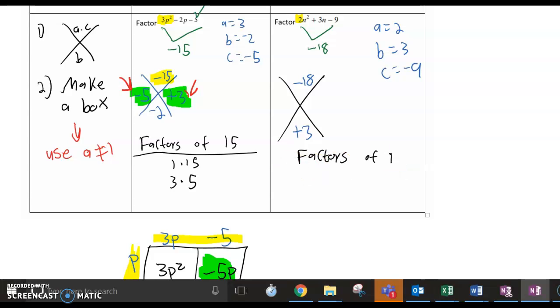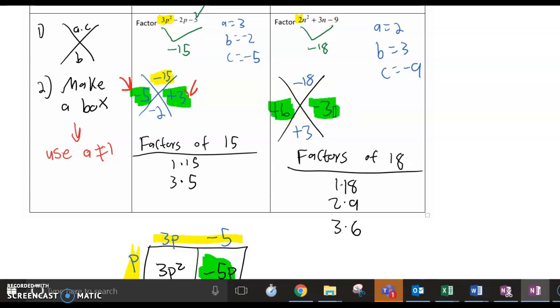I wrote 15, I meant 18. So 1 and 18, is that going to help us get to 3? No. Does 2 go into 18? Yes. 2 and 9, but that can't get us to 3. Does 3 go into 18? Yes. 3 and 6, that can get us to 3. So I've got, if I do a positive 6 and a negative 3.